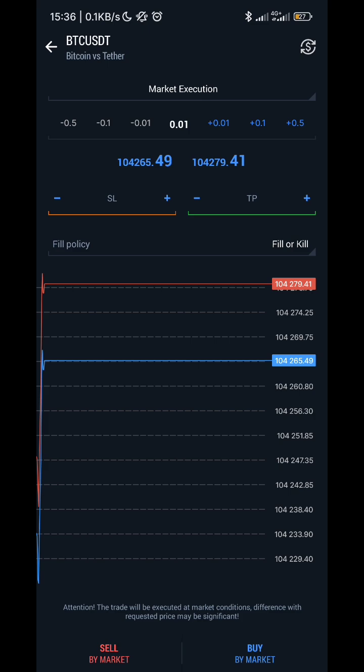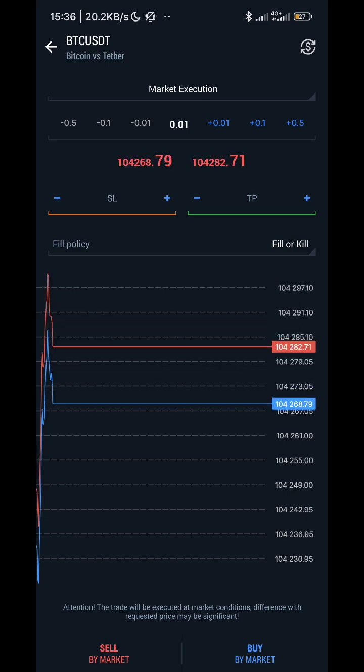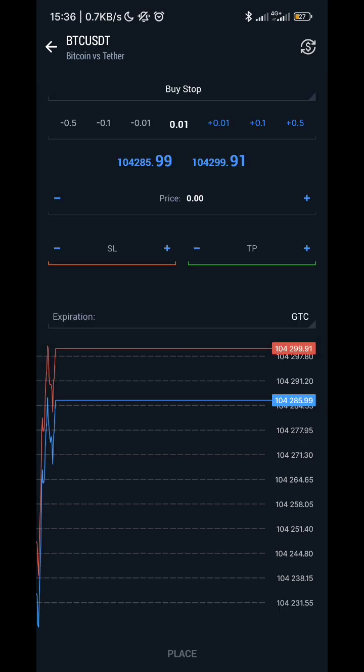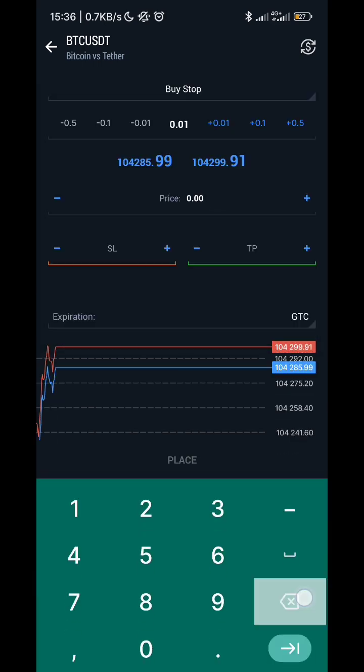A pending order means that the price of the market is not yet where you want to enter the market. So this is the market execution, and everything from buy limit to sell stop limit are pending orders. So I'll pick a buy stop. I'll explain this later on when I pick a buy stop. So I'll pick a buy stop and then we'll input the figures from there.